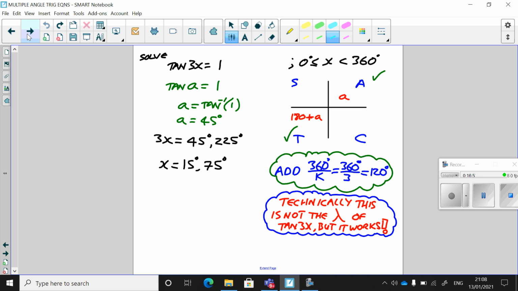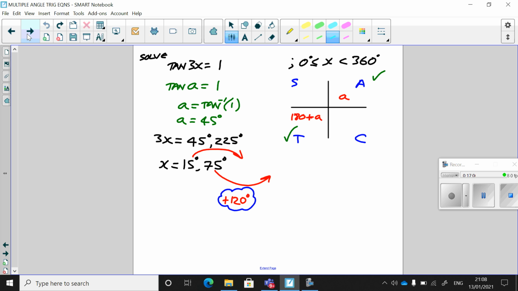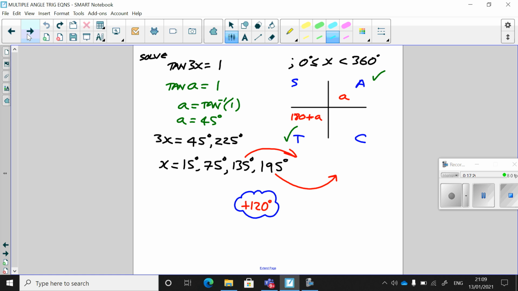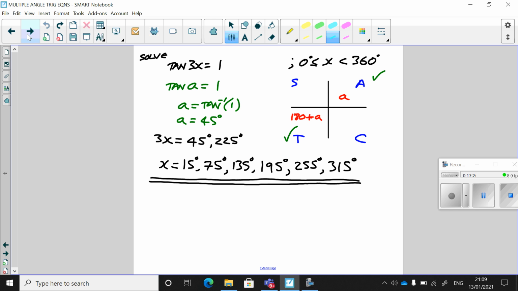Let's add 120 in pairs to 15 and 75. Right, 15 add 120, 75 and 120. That's my next two solutions. Right, I'll get 1, 2, 3, 4. I was suggesting I've got 6. So with the 135 and 195, can you add on 120 again? Right, add on 120 again. 255, 315, and just check that those answers, 15 up to 315, lie actually within the zone here that I'm highlighting, 0 to 360. Looks as if they do.